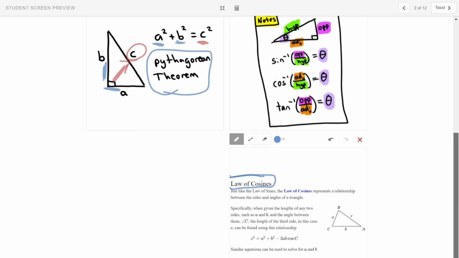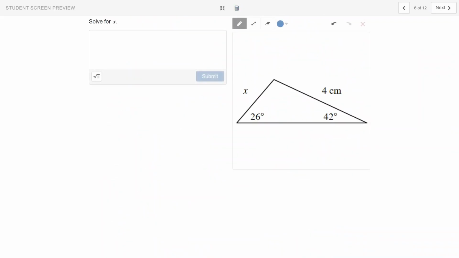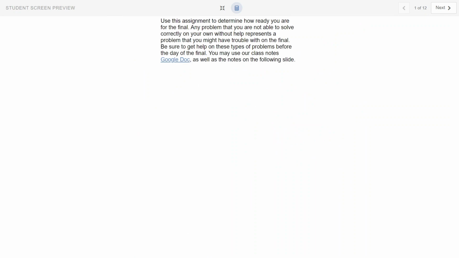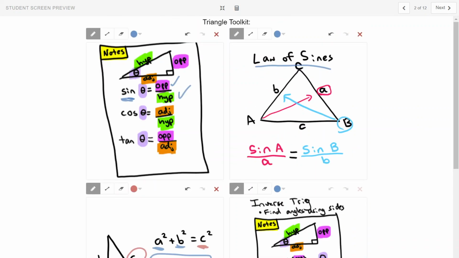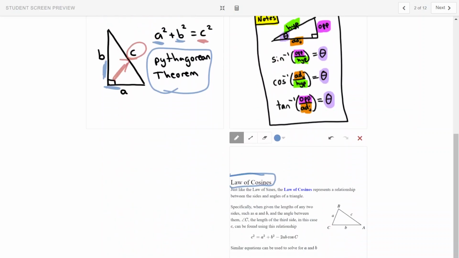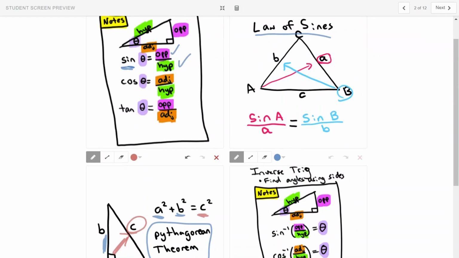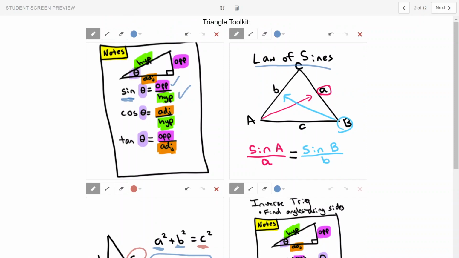So what are we going to use, law of sines or law of cosines? Well, let's look at the kind of information we have. In this case, we have an angle and the side across from it, as well as another angle and the side across from it. That is going to be a law of sines problem. Notice the law of sines is sine of an angle divided by the side across from it equals the sine of another angle divided by the side across from it. The law of cosines, on the other hand, only uses one angle. So that's why this is going to be a law of sines problem.